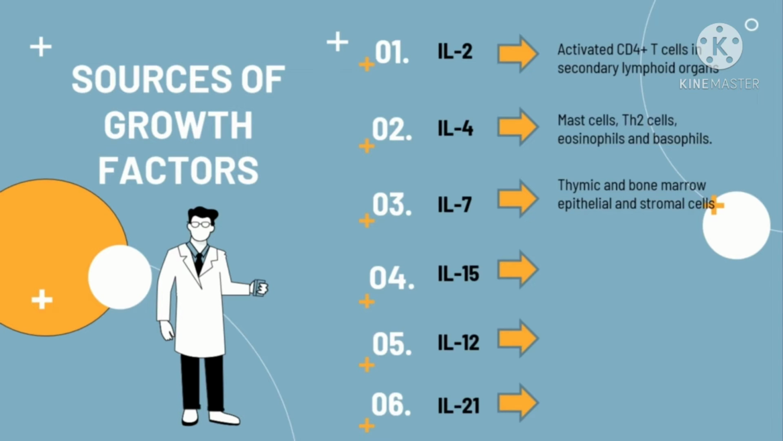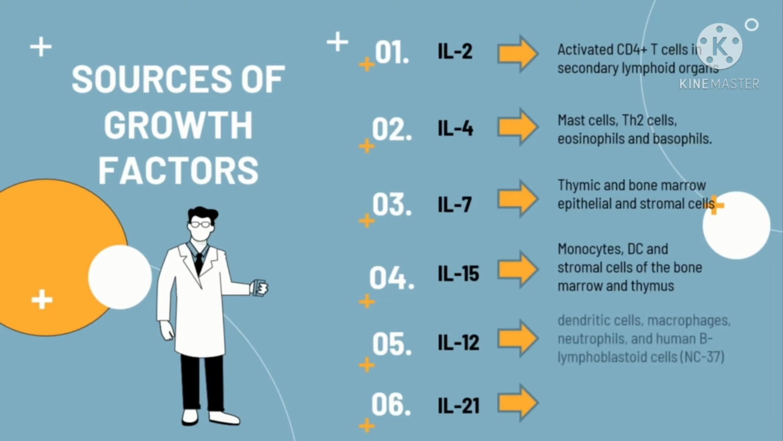Interleukin-15 is produced by different non-lymphoid cell types such as monocytes, dendritic cells, and stromal cells of the bone marrow and thymus. Interleukin-12 is naturally produced by dendritic cells, macrophages, neutrophils, and human B lymphoblastoid cells in response to antigenic stimulation. Lastly, interleukin-21 is secreted by CD4 plus helper T cells, particularly follicular helper T cells.